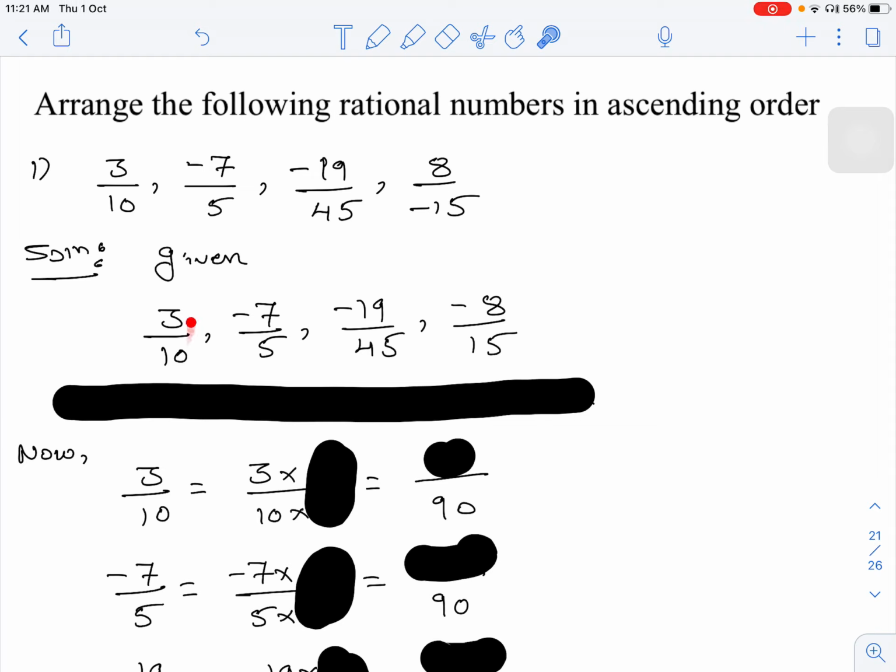Okay, so 3 upon 10 is in standard form, this one is also in standard form, this one is also in standard form, but this number is not in standard form. Why? It is in lowest form, but the denominator is negative. So the first thing we will do is make its denominator positive. So just bring this sign and keep it in the numerator. So here we have done it, minus 8 upon 15. Okay, this is our first step.